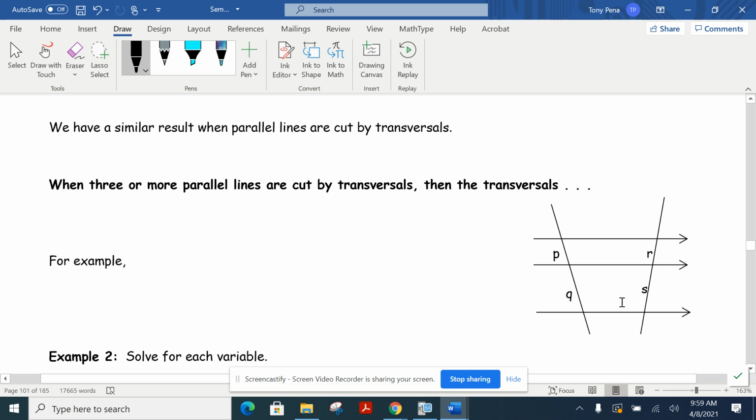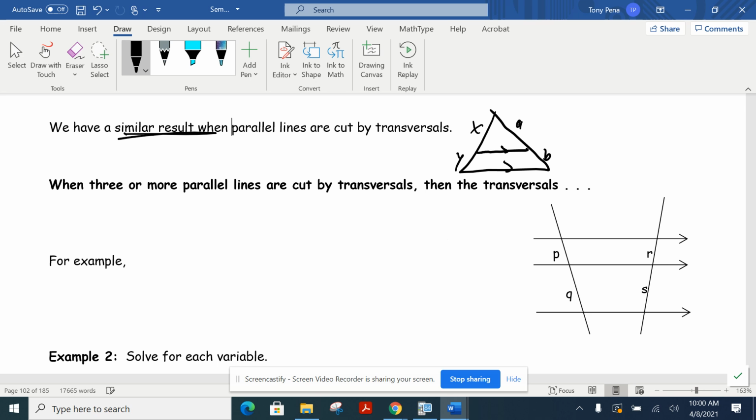We'll introduce this today, then I kind of figure this is a 2-day set of notes. So it says we have a similar result when parallel lines are cut by transversals. So what we've been dealing with initially is the idea that if we have a triangle, if I draw in a parallel line to one of the sides, then these A and B are in proportion to each other. This says we have a similar result when parallel lines are cut by transversals. So here's our parallel lines. And then here are these transversals that are cutting through them.